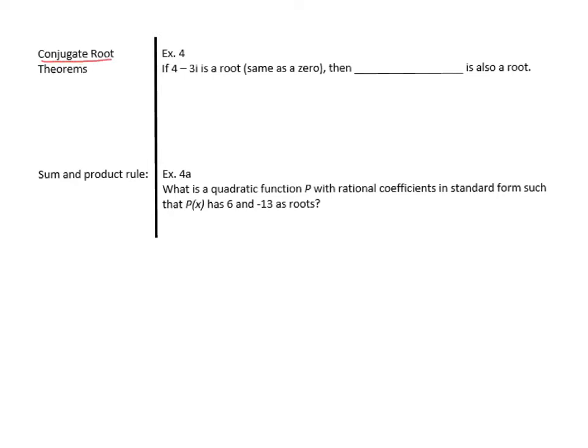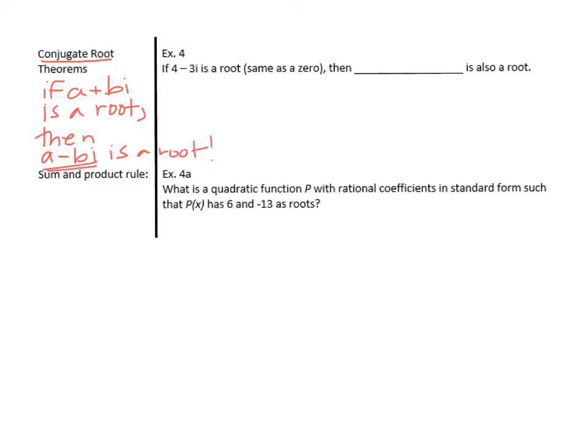A conjugate deals with complex numbers. If you have a zero or a root that's in the form a plus bi, and that's just a complex number, so if a plus bi is a root, then its conjugate, a minus bi, is a root too. Then it's also a root.